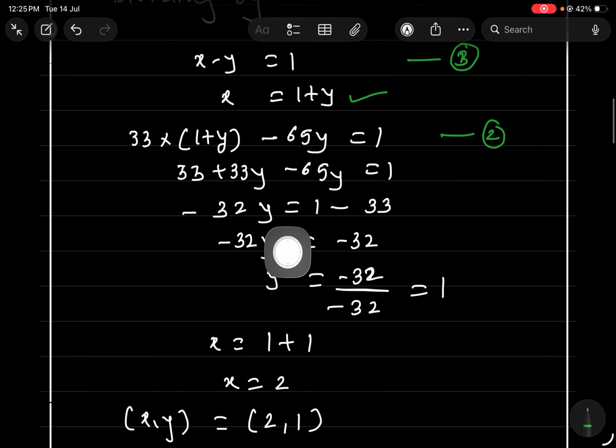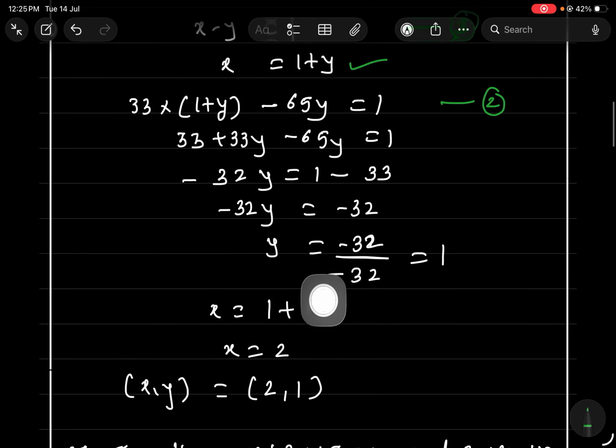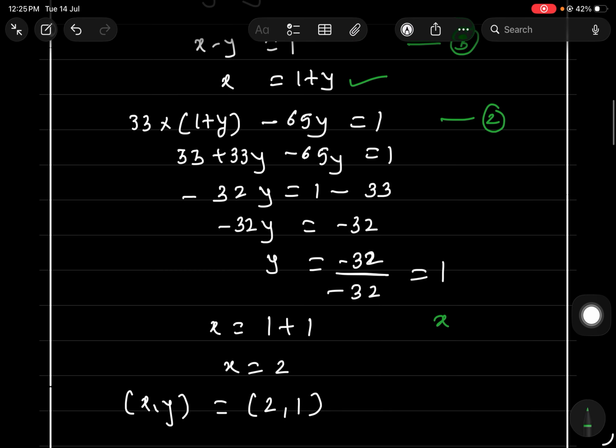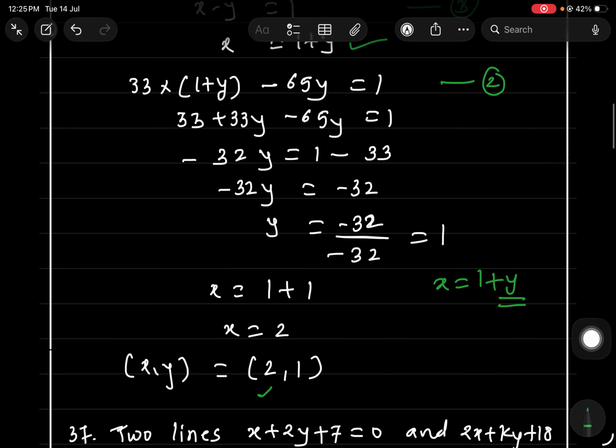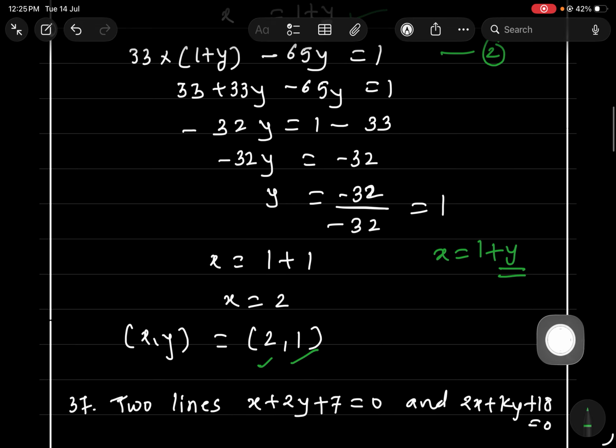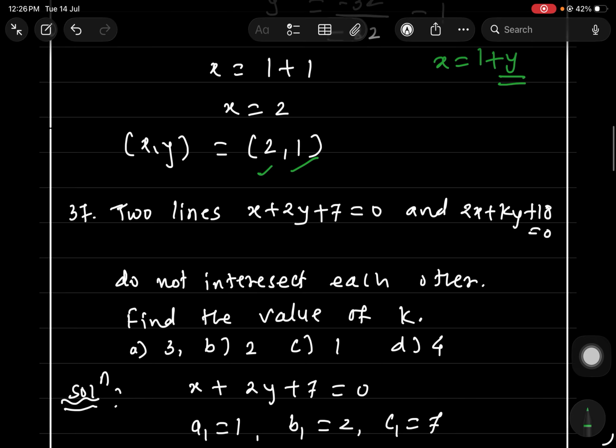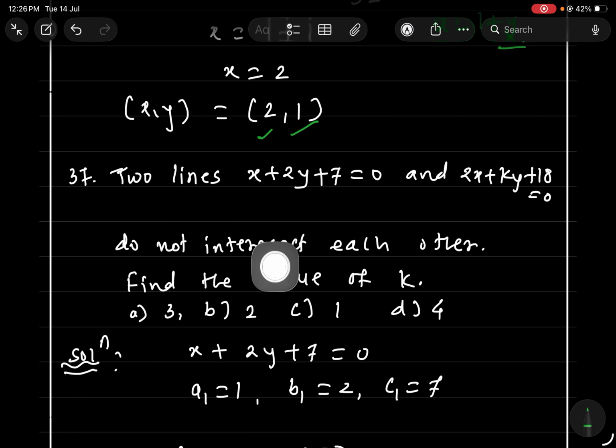Very easy. In this equation you can put the value of y. So y we got 1, so x equal to 1 plus y, so x equal to 1 plus 1, so x equal to 2. This is the x and y value, 2 and 1, that means option A is your answer.